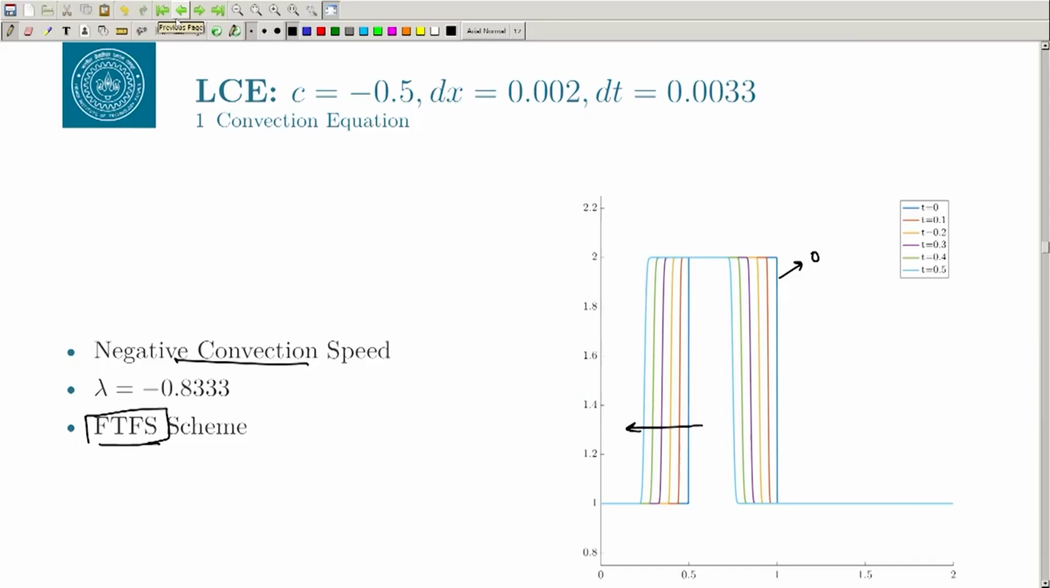Okay. So, in the next class we will discuss the diffusion equation and the convection-diffusion equation. Okay. Thank you very much.